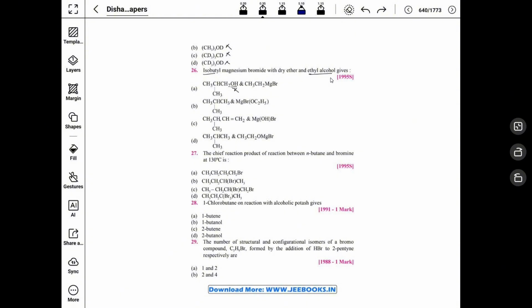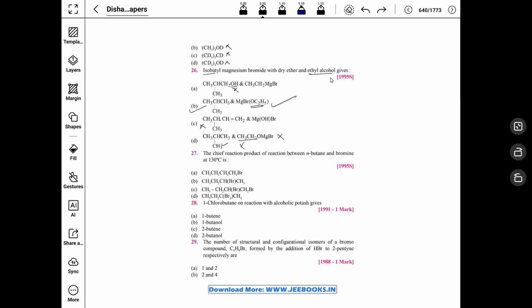So B. In case of B, yes, this is the correct answer, because you can see that this is producing the hydrocarbon, and ethyl alcohol is going to the magnesium alkene. This first part is correct, but this is not the correct answer, because this anion part you have to show in the bracket. So this is not the correct answer. The correct answer is only B.